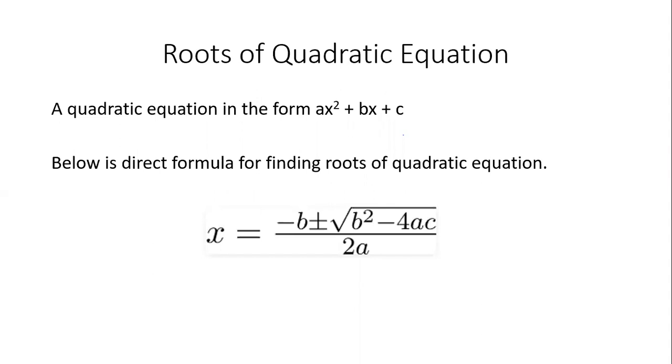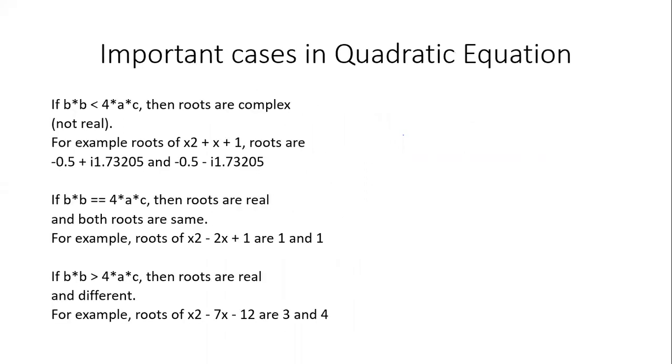A quadratic equation is given in the form ax square plus bx plus c. We are going to apply the direct formula to find the roots of the quadratic equation, that is minus b plus minus under square root b square minus 4ac divided by 2a. So what are the different important cases? If b square is less than 4 into a into c, that means we are not going to find the roots, it is not real.